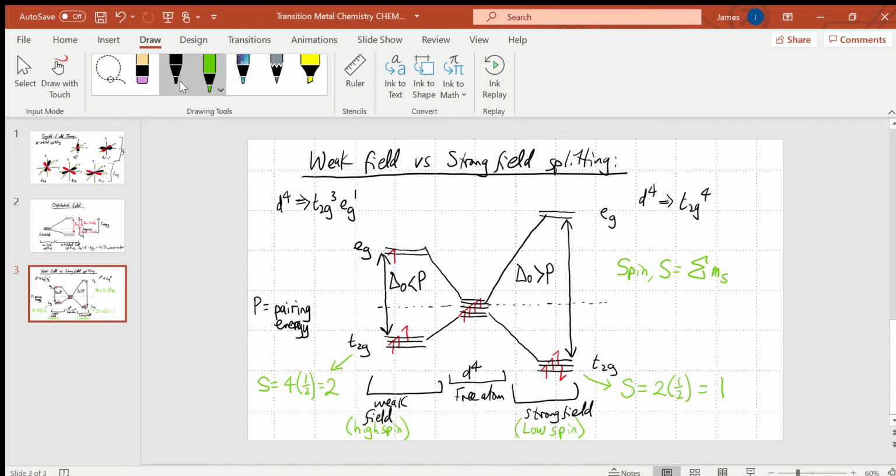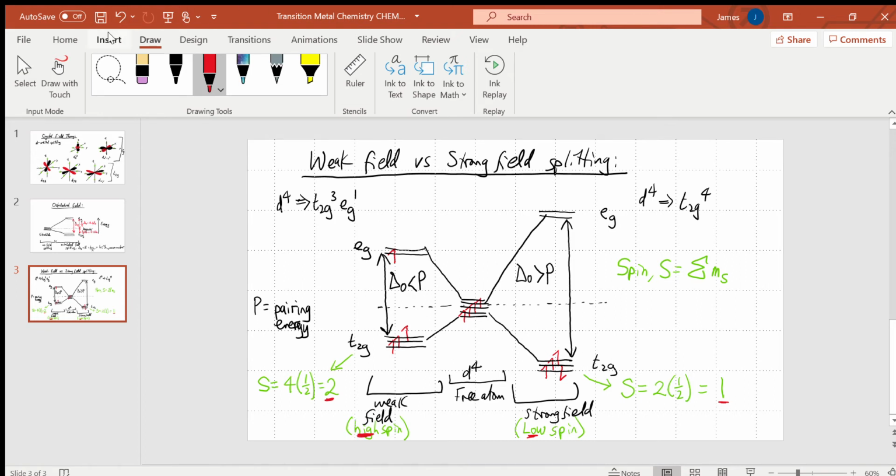So we can see that the high spin is because 2 is higher than the low spin of 1. So we can quantify the spin of 2, we can quantify the spin of 1, and because 2 is higher than 1, 2 is the high spin complex, 1 is the low spin complex. Okay, so that's hopefully straightforward.